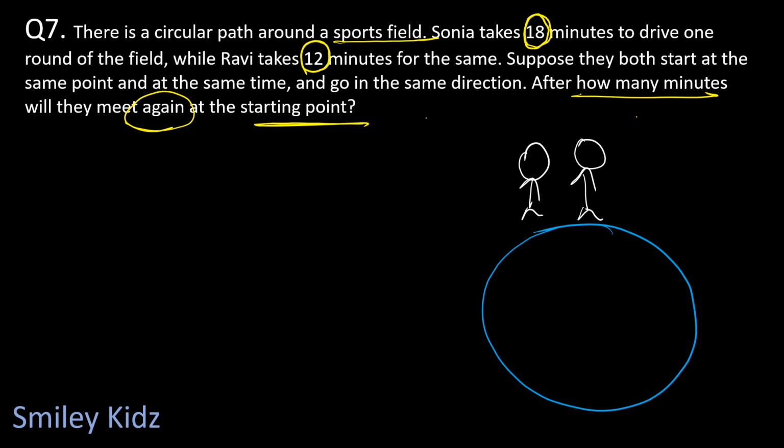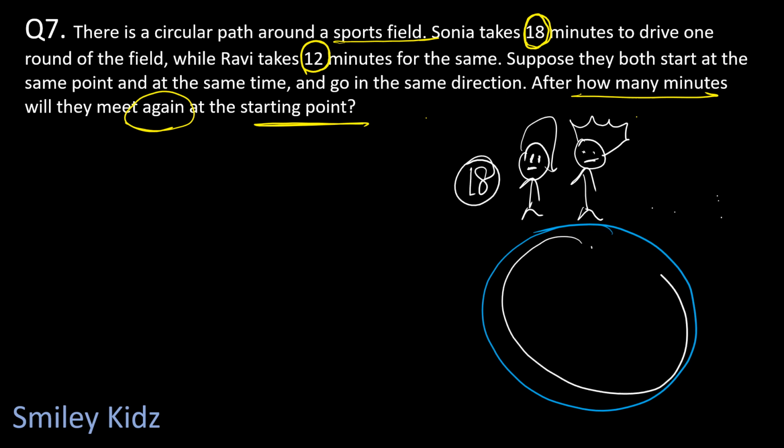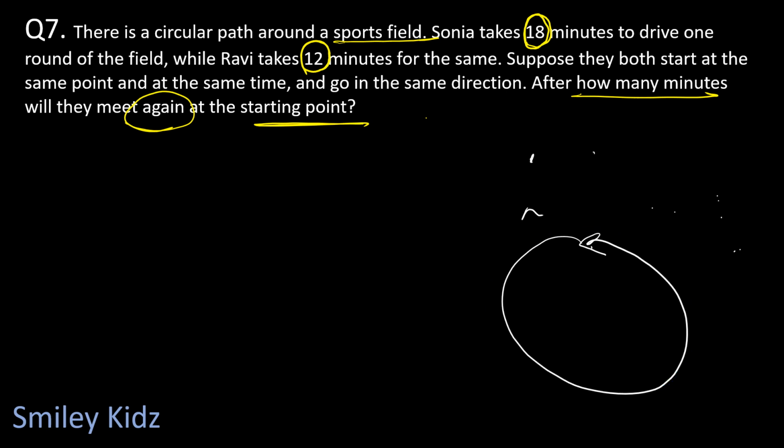Now, it's been said that, let's suppose, this is Sonia and this is Ravi. Sonia takes 18 minutes to drive one round of the field. That means to make an entire round and come back to the same position, she takes 18 minutes. Whereas in the exact same direction, starting from the exact same point and at the exact same time, Ravi takes just 12 minutes. Now the question asks, after how many minutes will both Ravi and Sonia meet again?